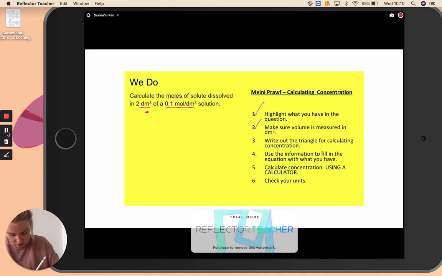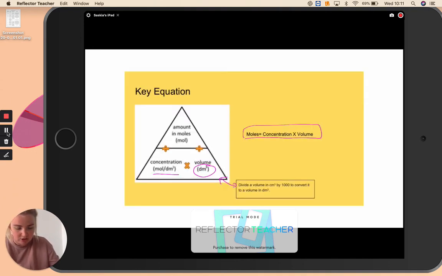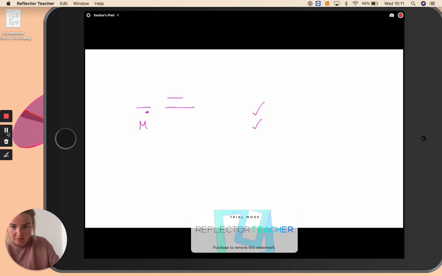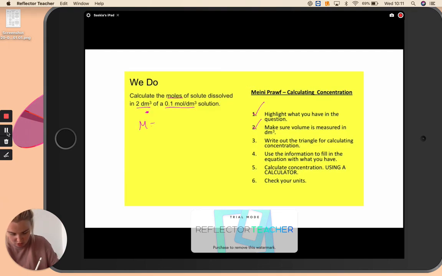Write out the equation triangle. Like I said before, if you want to go back and check, then by all means go back and check. Write it out every time. I'm just going to write out the equation. So moles equals concentration times volume. I say calculating concentration because that's what the equation is known as. So we don't need to rearrange this time because it says to calculate the moles. So fill in what we have. We've got a concentration of 0.1 and we've got a volume of 2.